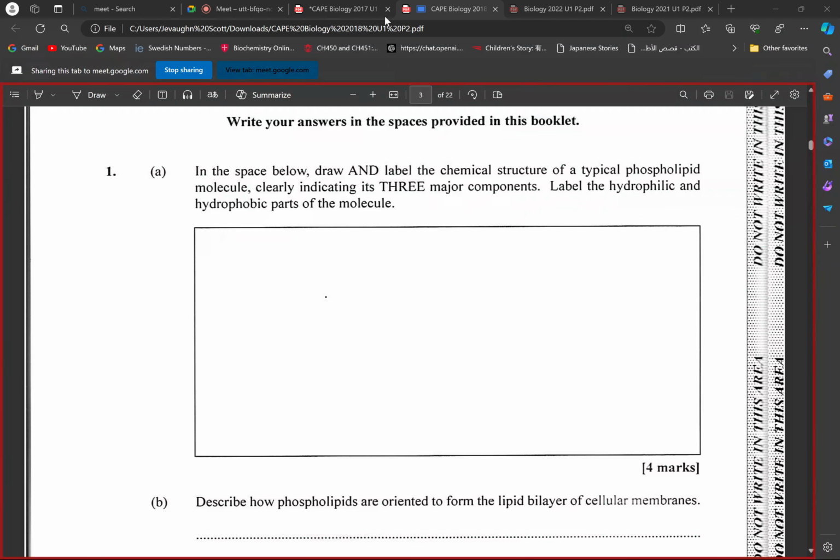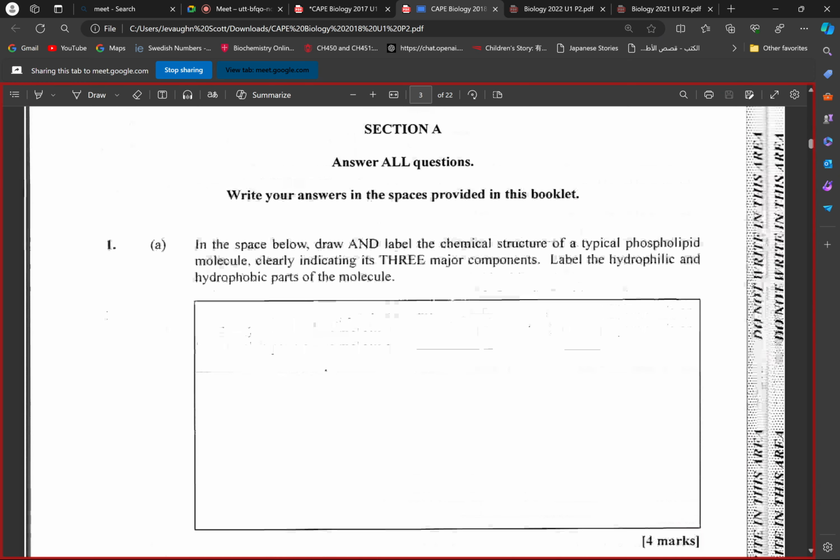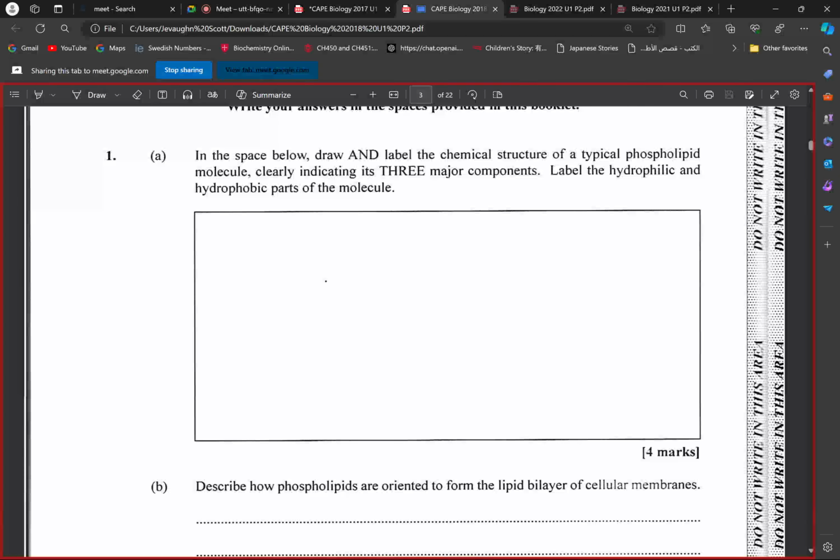So now we're looking at 2018. I think this is section A, right? So the module one for section A. And what we're generally looking at now is describing the chemical structure of the phospholipid.